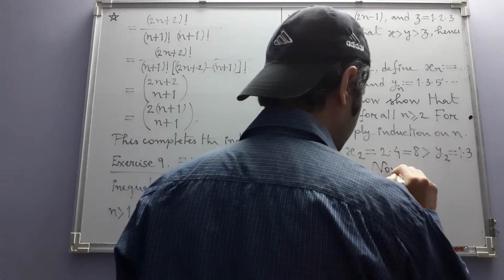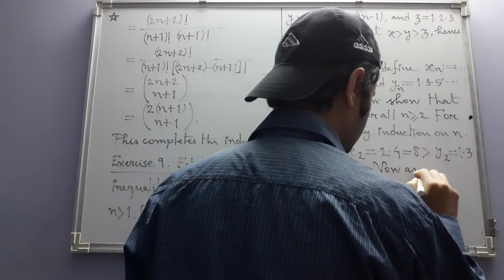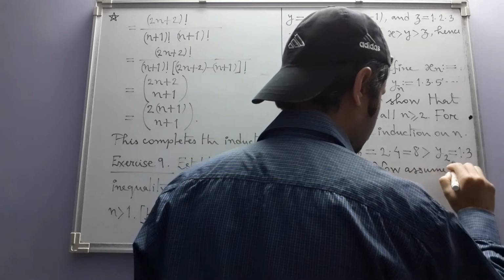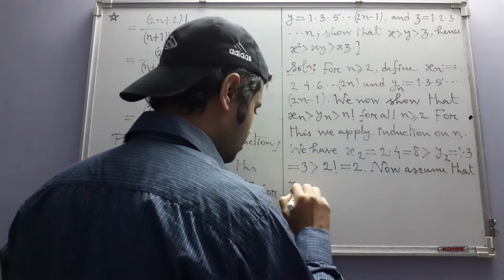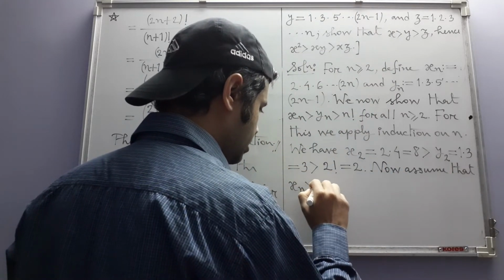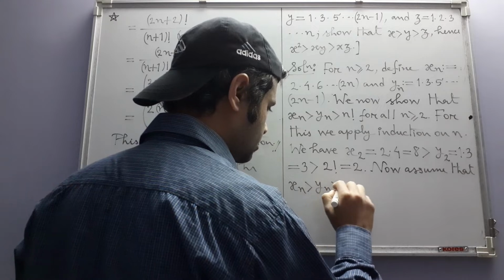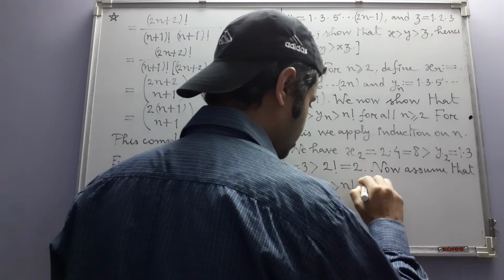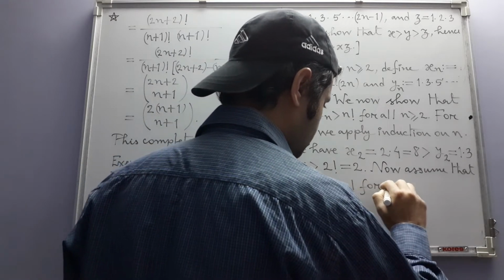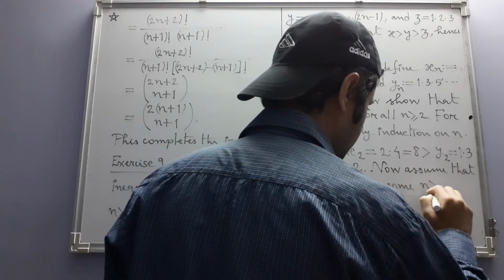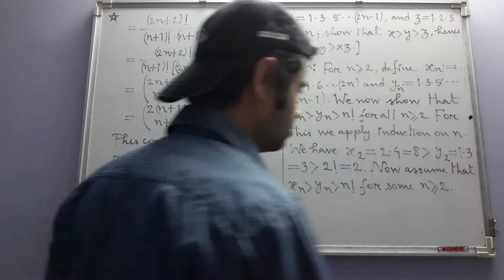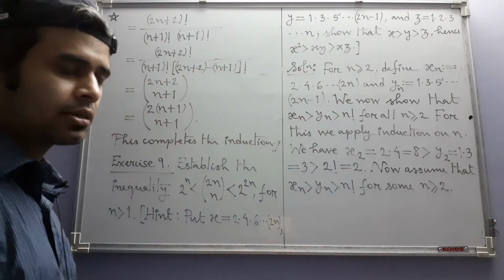Now assume that xn is greater than yn, which is greater than n factorial, for some integer n greater than or equal to 2. This is our induction hypothesis.